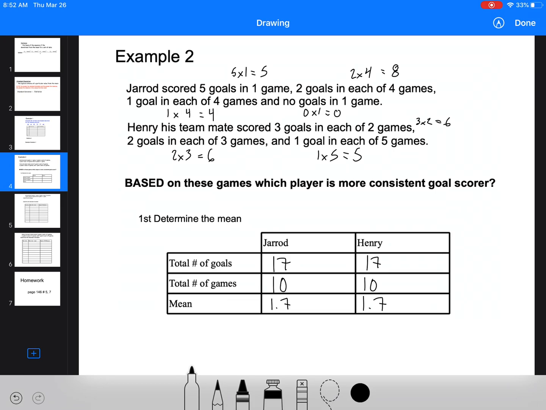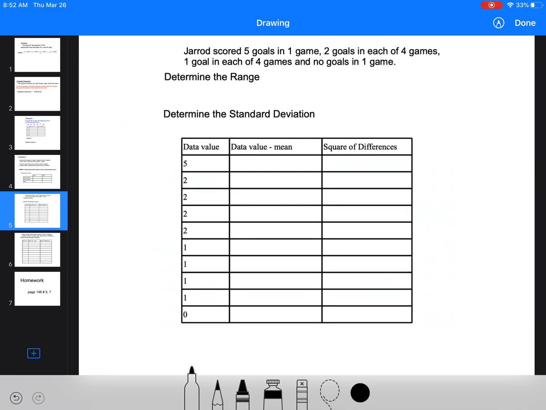This is trying to show you that this data doesn't necessarily show us who the better goal scorer is. Both of the players are scoring 1.7 goals a game. Now, I think that this is an easy one to see who the better scorer is, but what we're going to do is go through and find the actual standard deviation and the range.